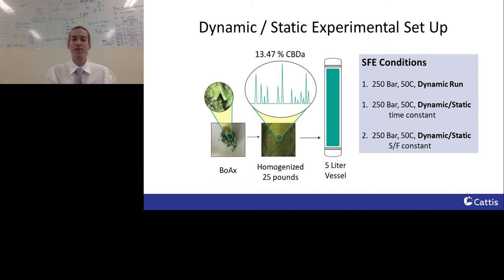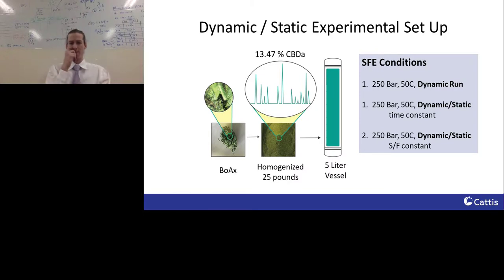Trial 1, we're extracting at 250 bar at 50 C, and this is a dynamic run. So basically, we're flowing at 200 grams per minute for 550 minutes. Condition set number 2, we're extracting at 250 bar at 50 C, and now we're taking a dynamic static approach. We're extracting for 60 minutes, and then soaking for 15 minutes. We keep doing this on and off for a total of 550 minutes, so we're keeping the time constant here.